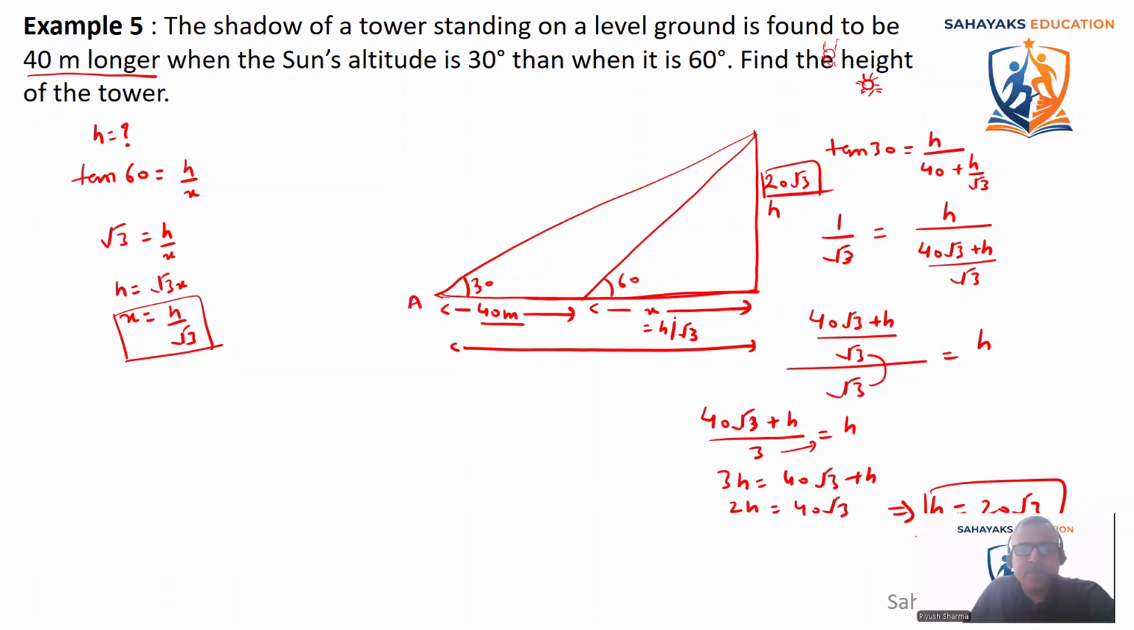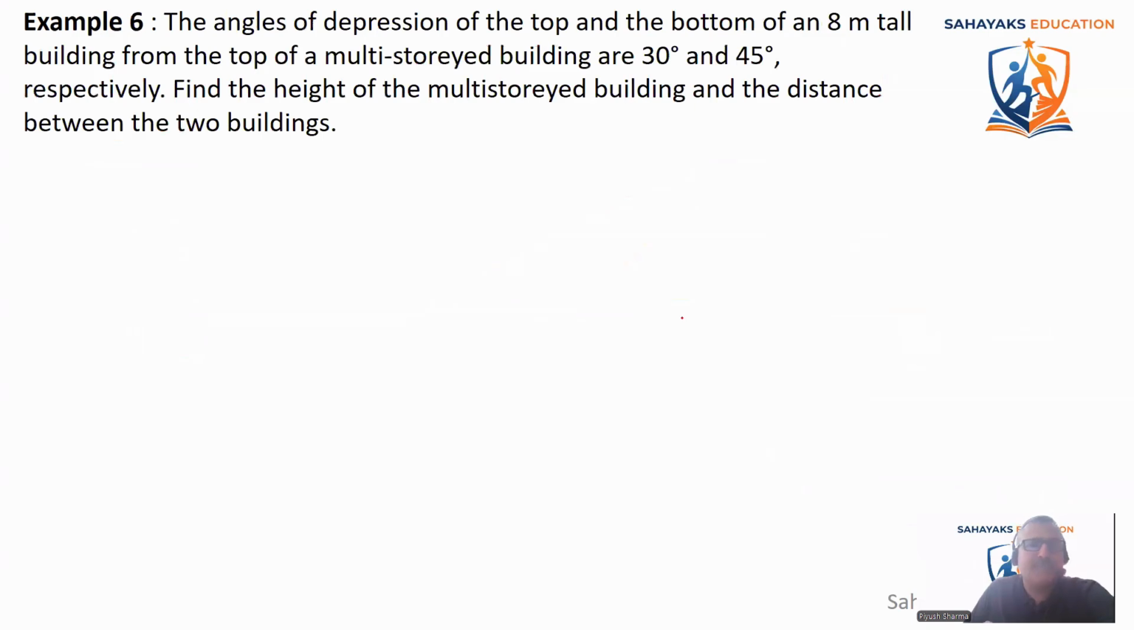Okay, so let's come to the next question, the angles of depression. Now we had the questions for angle of elevation. Now the angles of depression of the top and the bottom of an 8-meter tall building from the top of a multi-storied building are 30 degrees and 45 degrees respectively. Find the height of the multi-story building and the distance between the two buildings.